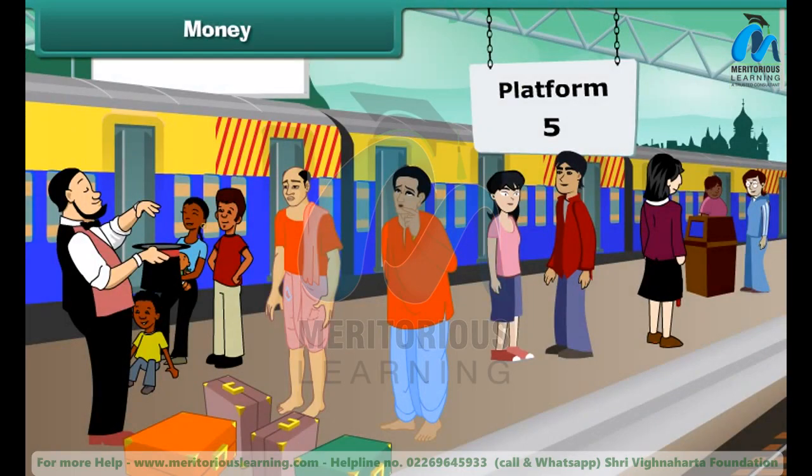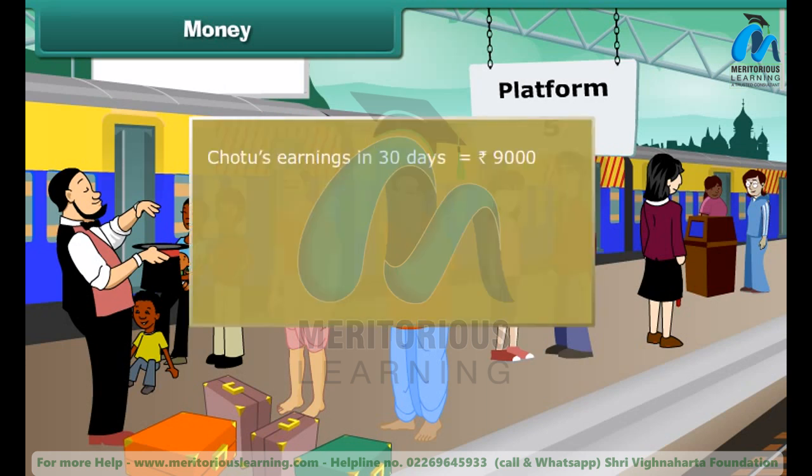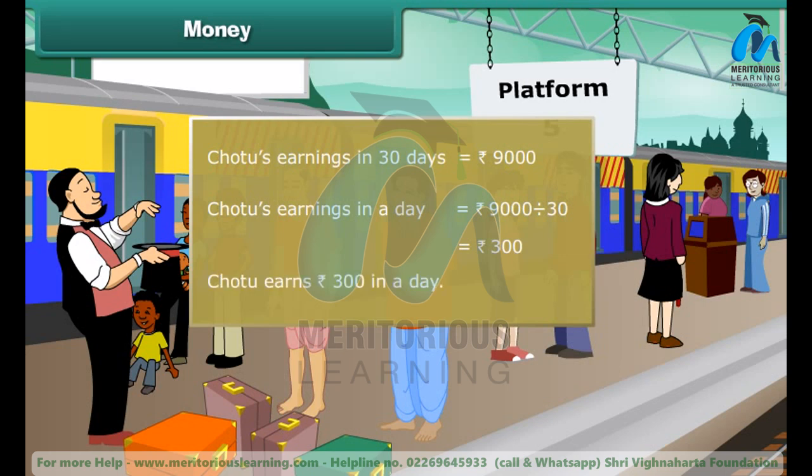Let us look at another example. Chotu works as a porter at a railway station. He takes no leaves and earns 9,000 rupees in 30 days. How much does he earn in a day? Chotu's earnings in 30 days is 9,000 rupees. Chotu's earnings in a day is 9,000 rupees divided by 30, which is 300 rupees. Chotu earns 300 rupees in a day.